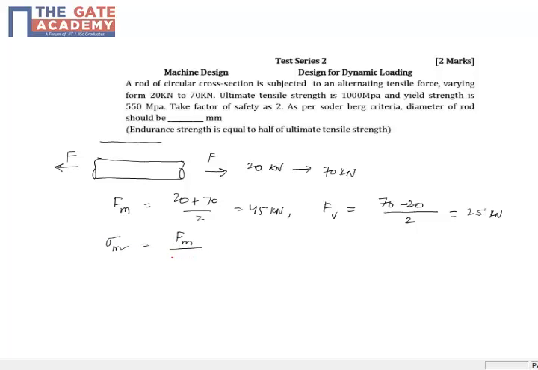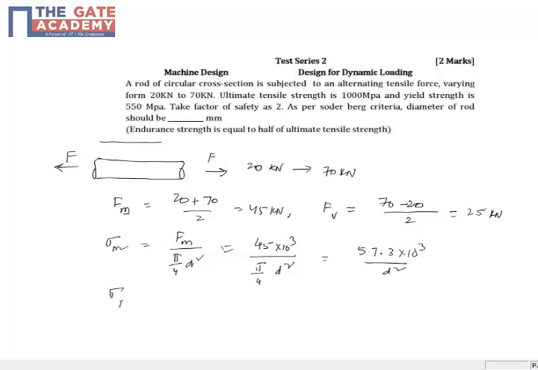Similarly we get the corresponding mean stress and variable stress. Fm by area, which is pi by 4 d square, and Fm is 45 kilonewtons. So 45 into 10 power 3 by pi by 4 d square, where d is the diameter I need to find out. If I multiply, that will be 57.3 into 10 power 3 by d square. So this is my mean stress.